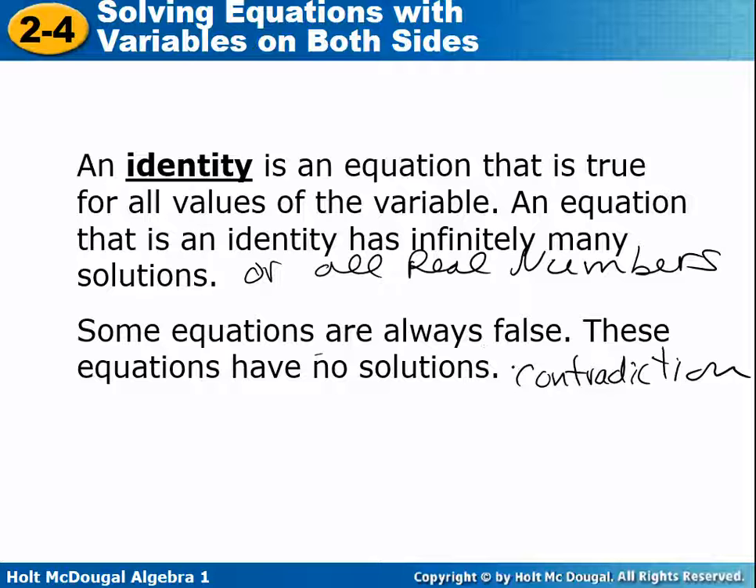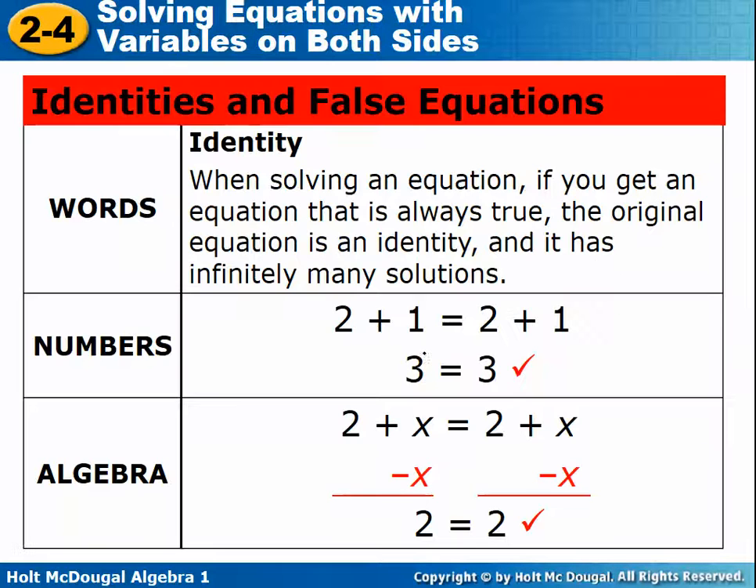Some equations are always false. These have no solutions, and that's what you write for an answer. Let's look at some examples. Let's say we had the problem 2 plus 1 equals 2 plus 1. If we do the work on the left, we get 3. If we do the work on the right, we get 3.